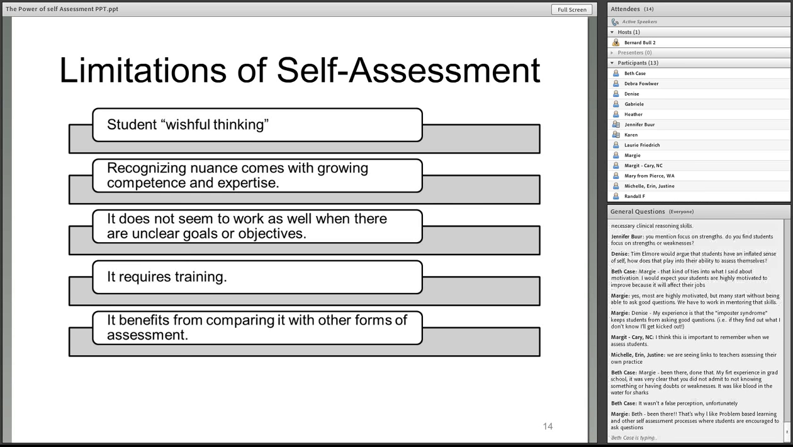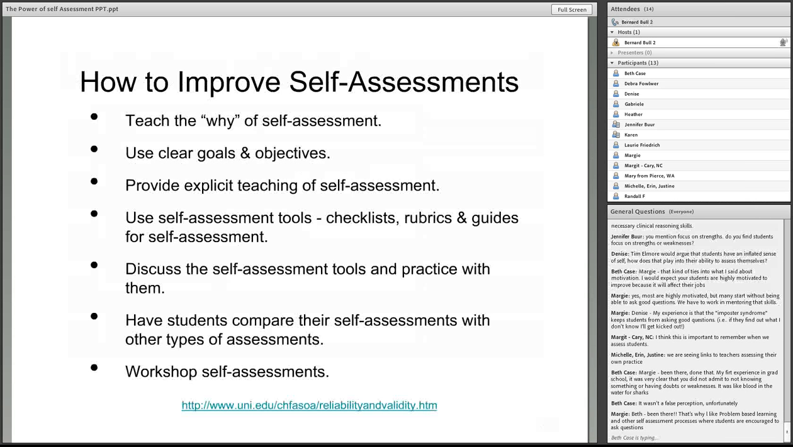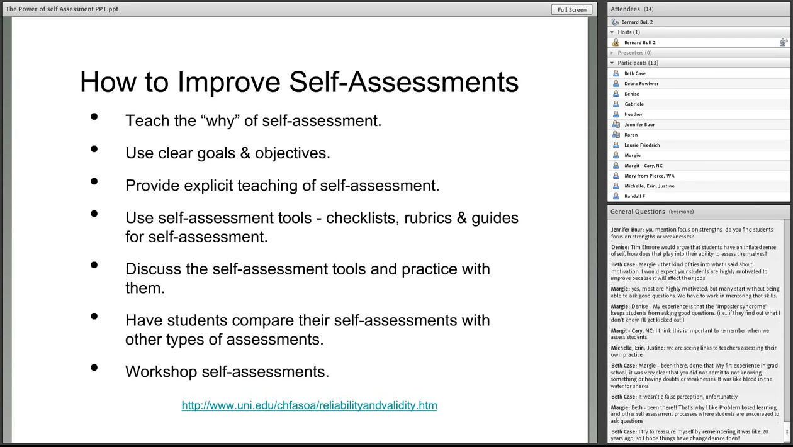So then how do we address some of these limitations, and how do we get back to that validity and reliability issue? I would offer these points as some starting places. One, I think it's really important to teach the why of self-assessment, so students understand this is a way to give you ownership, to give you a chance to have a stake in what's happening in the learning, and help students understand that self-assessment can help them become learners and help them to achieve things.